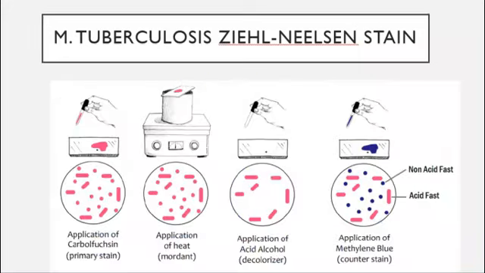So here's the Ziehl-Neelsen staining procedure. You have the application of the primary stain, the carbolfuchsin, then the application of the heat, then the application of the acid alcohol or the decolorizer, and then an application of the methylene blue, which would be part of the Kinyoun procedure.